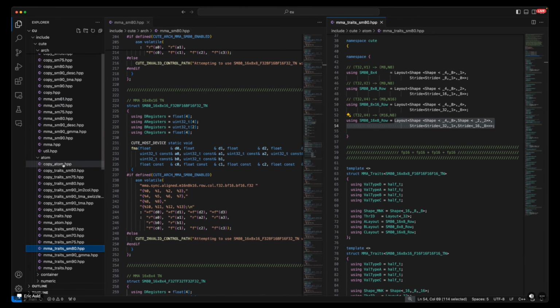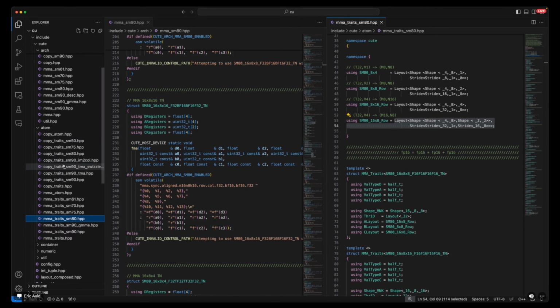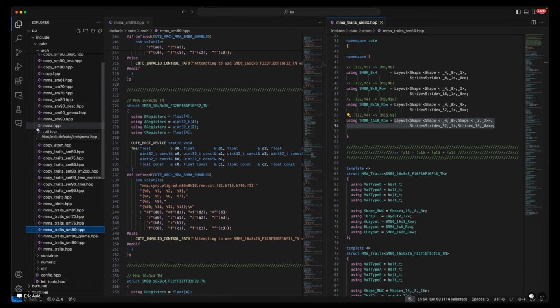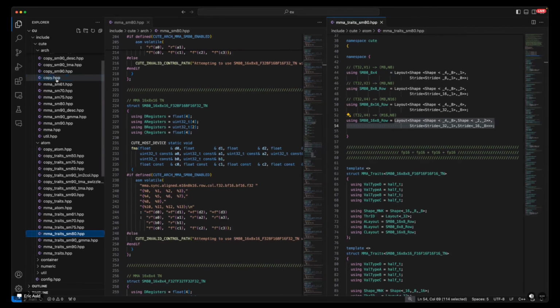I don't know if you can maybe show a simple example. Here we have this copy header or this MMA atom and so on, without the architectures. Is this the one which you would normally include? Oh yeah, exactly. You said it.